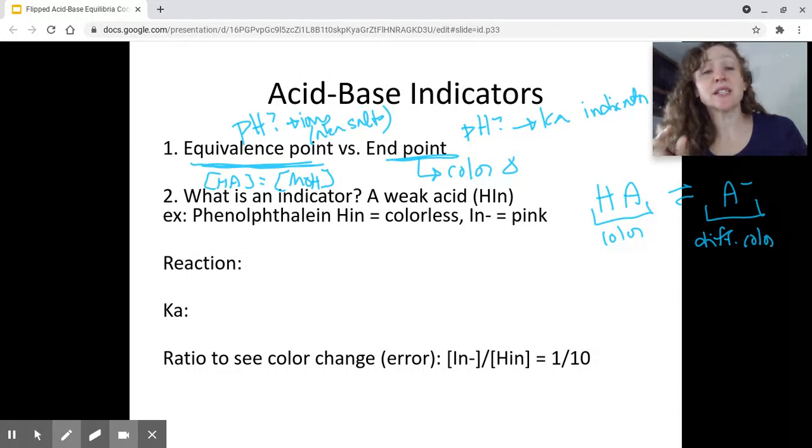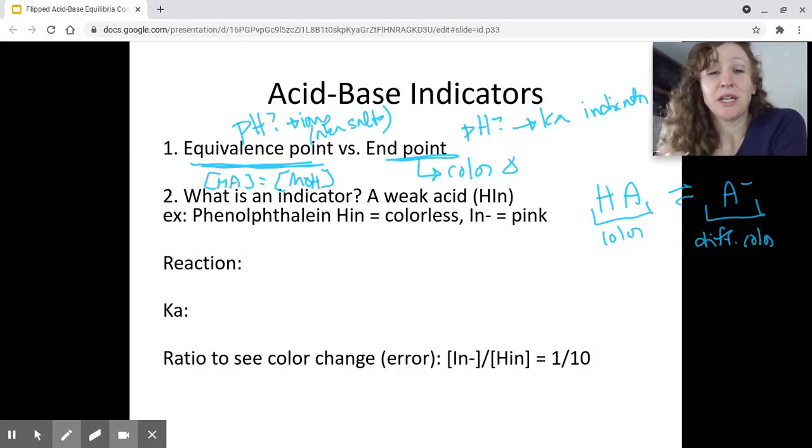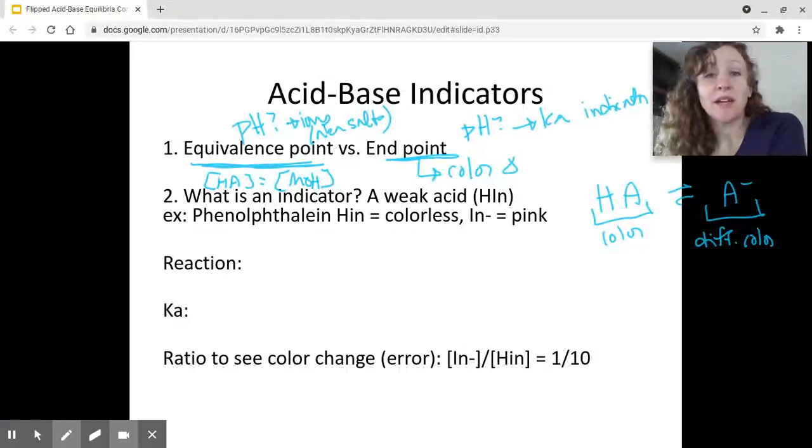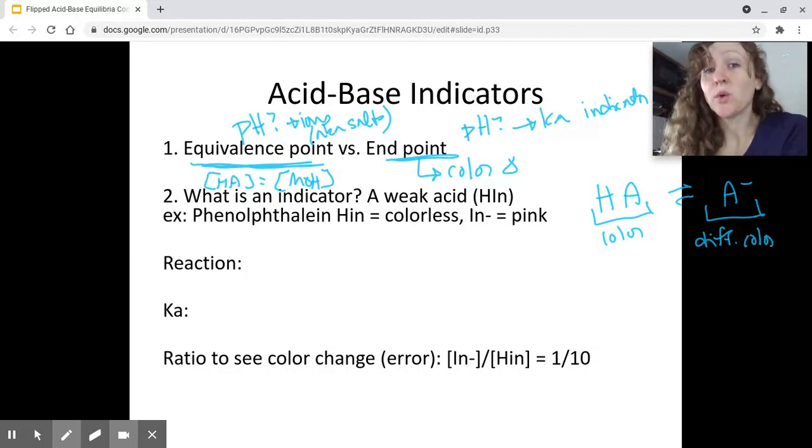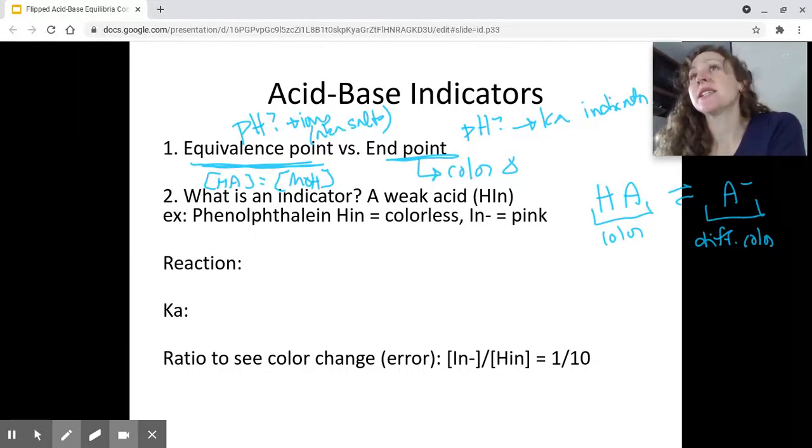So indicators are really specialized, very cool molecules because not all acids and bases turn color when they have a hydrogen attached versus detached. And actually, if the acid itself did change color when the hydrogen was attached versus detached, it could be its own indicator. And we actually see this with potassium permanganate, for example. That's the substance that we used in our kinetics lab, right? It was the purple one.